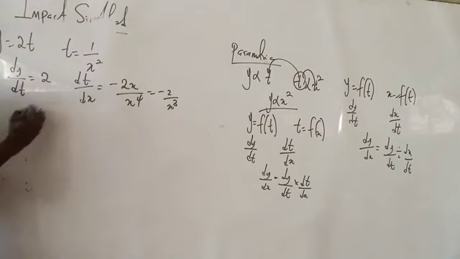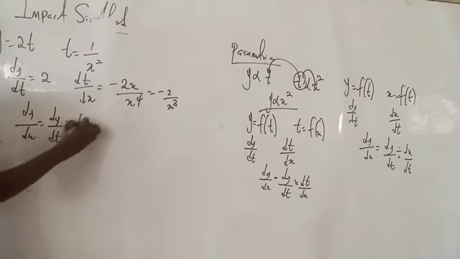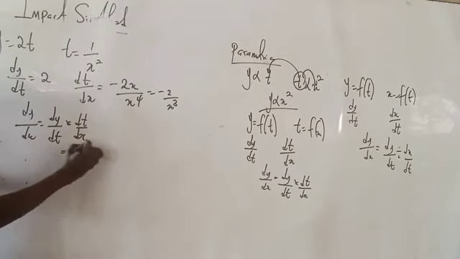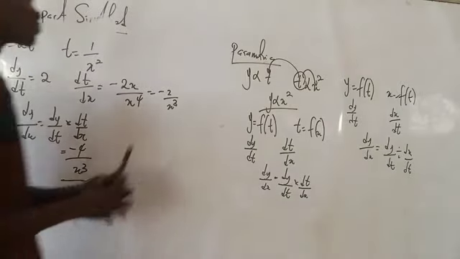And how can you mix this together to give us dy/dx? That means your dy/dx will give us dy/dt times dt/dx. So if you multiply them together, what do we have? Minus 4 over x raised to the power 3.